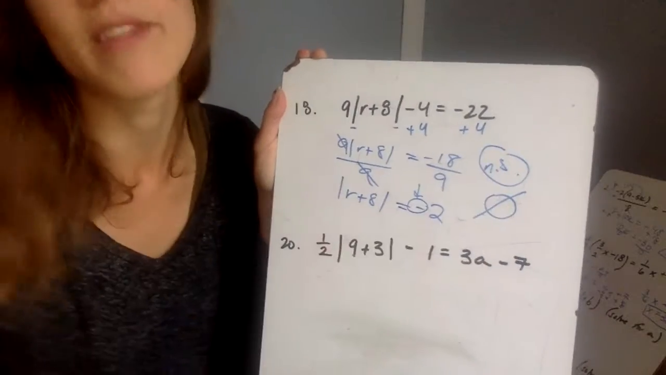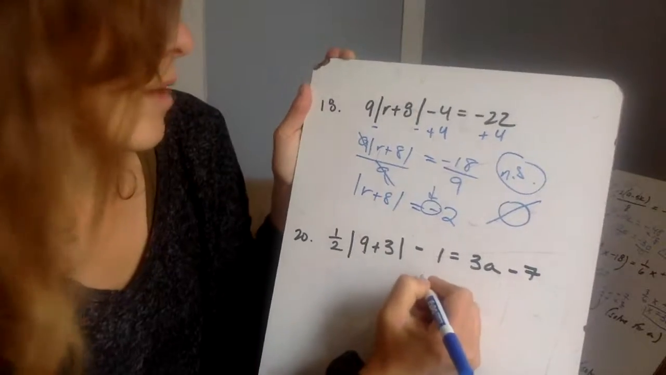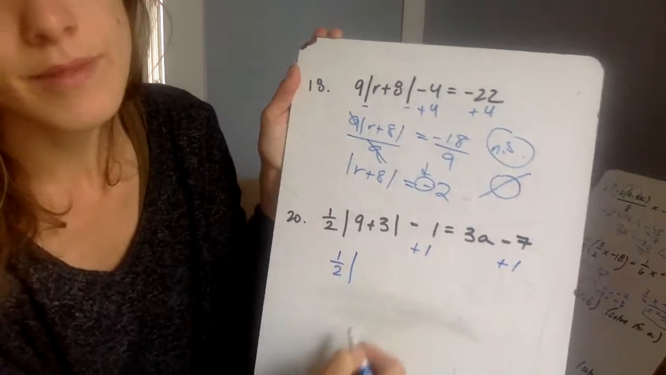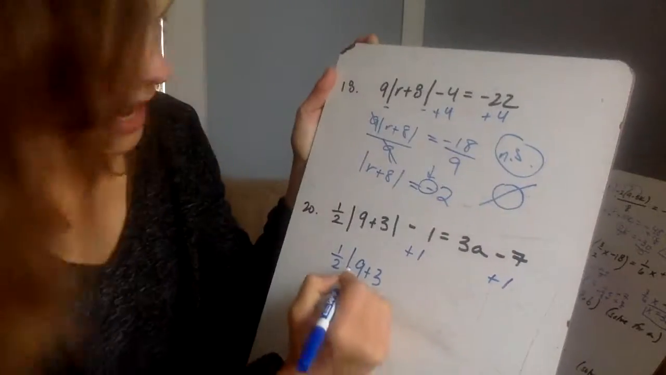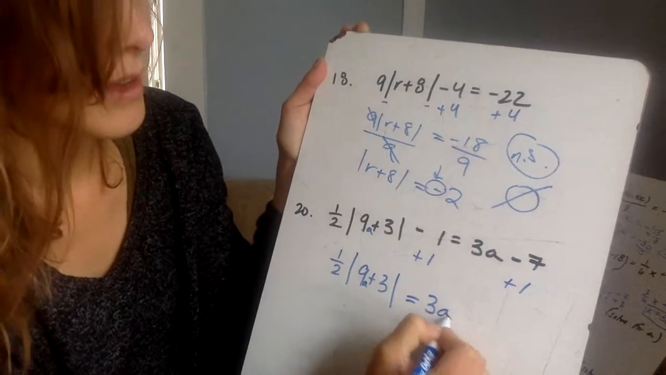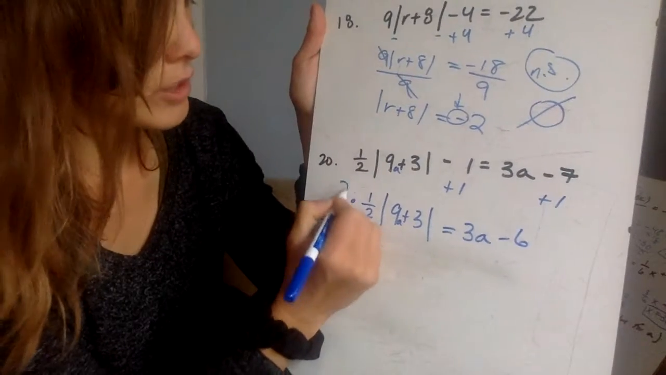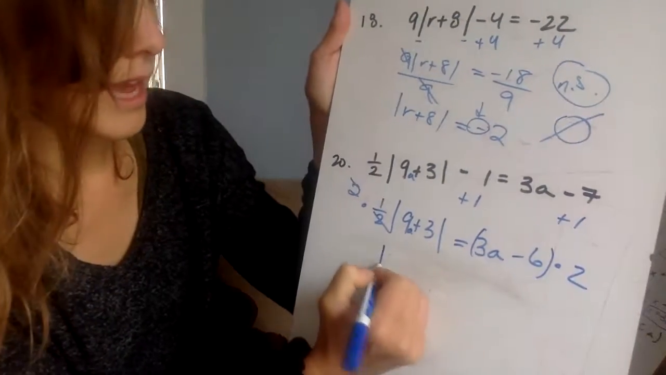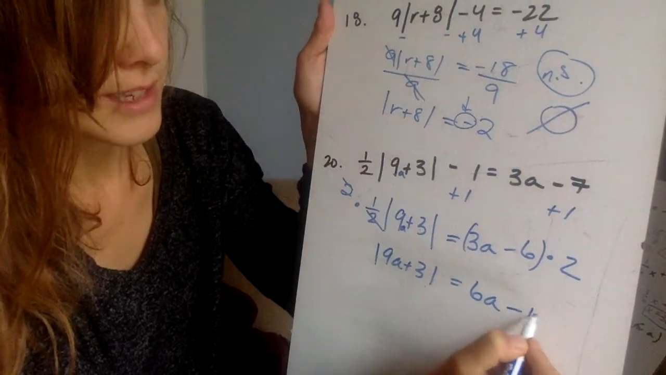So either one, you can write those out. In number 20, I'm going to start the same way. I'm going to add 1 to both sides. So then I have 1/2 times the absolute value of 9a plus 3 equals 3a minus 6. Now I'm going to multiply both sides by 2, so I can cancel this out, and I get the absolute value of 9a plus 3 equals 6a minus 12.